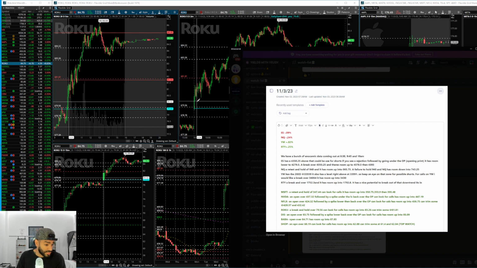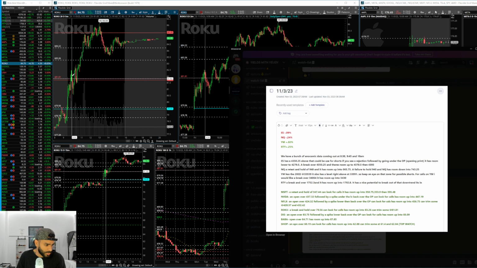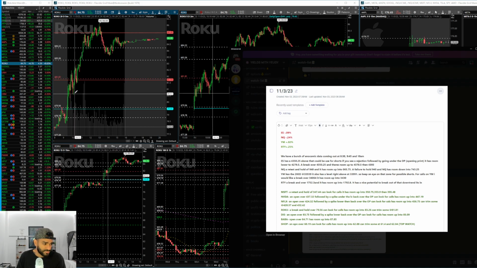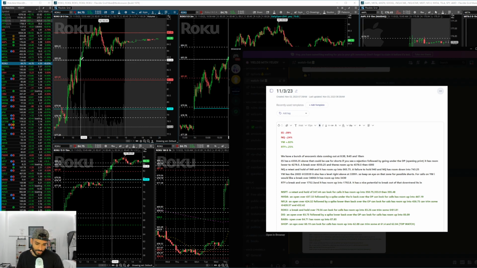So you could have gotten some calls right here on the 2 minute or once it was breaking out. And you could have trimmed some. The target was 83.26, but you could have trimmed some at 81.81. So right here, you guys can see, once we got into 81.81, Roku started selling off a little bit, and then finally ended up hitting our 83.26 level.